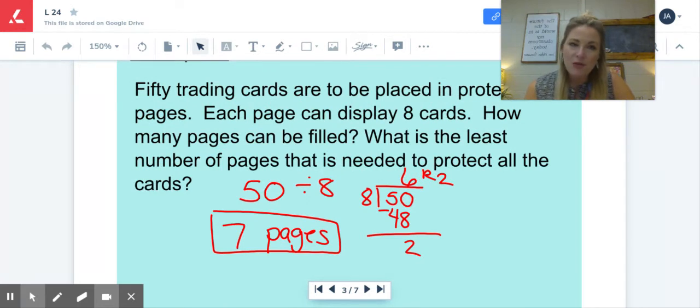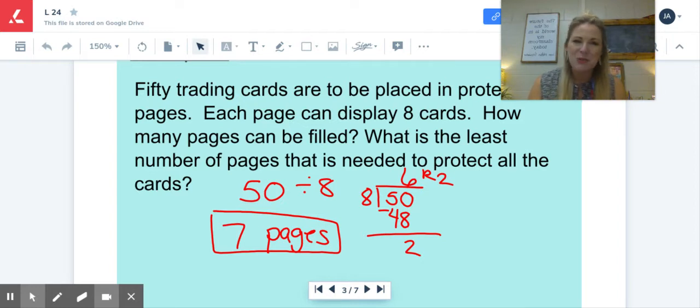So I'm going to talk through my thinking really quickly. We have 50 cards and 8 cards fit in each page. So ultimately I need to start by taking 50 divided by 8. That doesn't go evenly, we're going to have a remainder. So you can see right here where I've worked it out, long division style, I ended up with 6 remainder 2. So 50 divided by 8 is 6 remainder 2. Really what that answer is telling us is that when we're putting all of our trading cards into these plastic sleeves, we completely fill 6 pages and we have 2 cards left over. So 6 full pages, remainder 2. So 2 remaining cards left over.